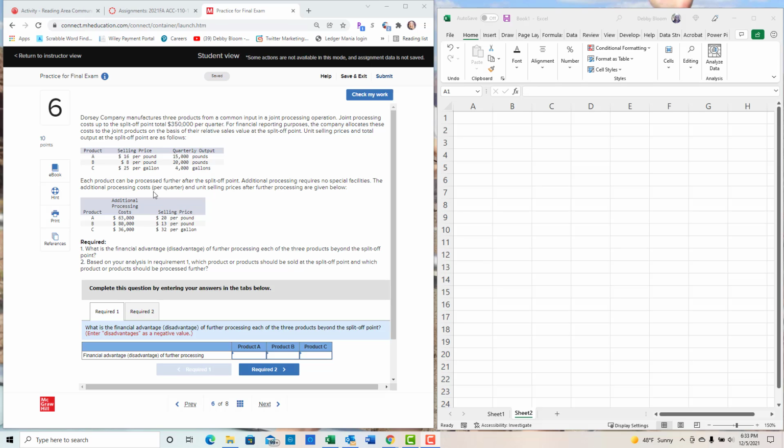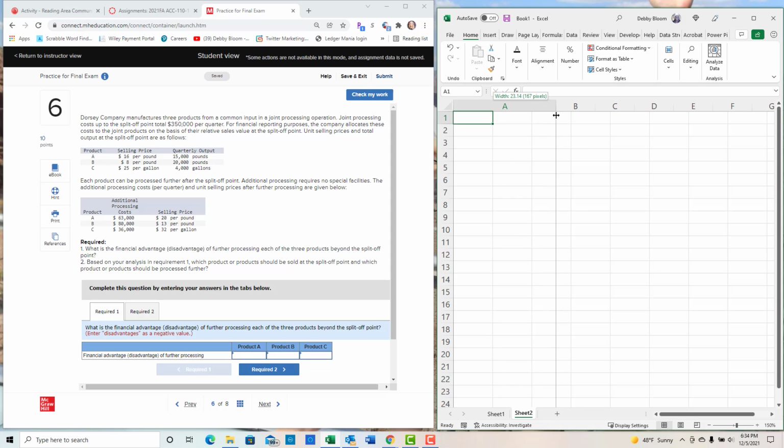Unit selling prices and total output at the split-off point are as follows. Each product can be processed further after the split-off point. Additional processing requires no special facilities. The additional processing costs per quarter and unit selling prices after further processing are given below. So requirement 1, what is the financial advantage or disadvantage of further processing each of the 3 products beyond the split-off point? And then based on your analysis, which product or products should be sold at the split-off point and which should be processed further.